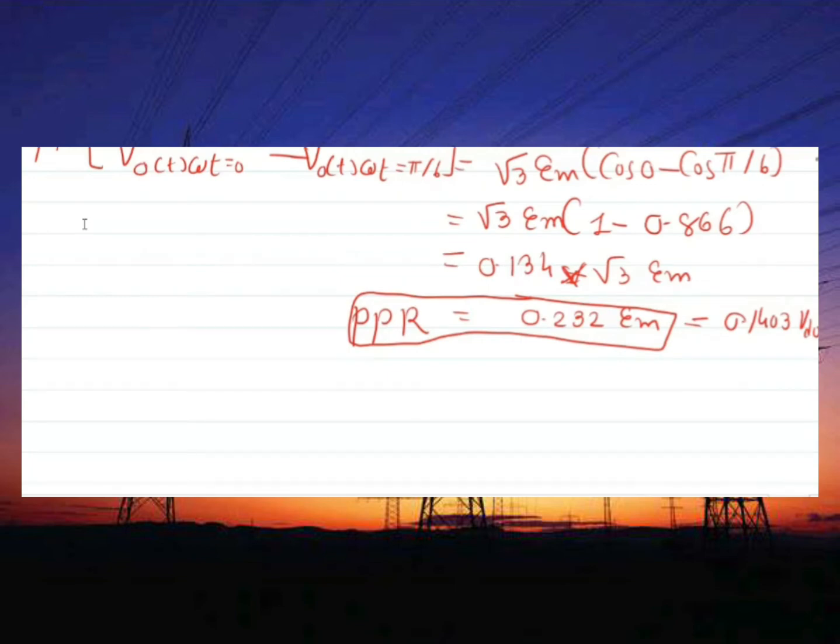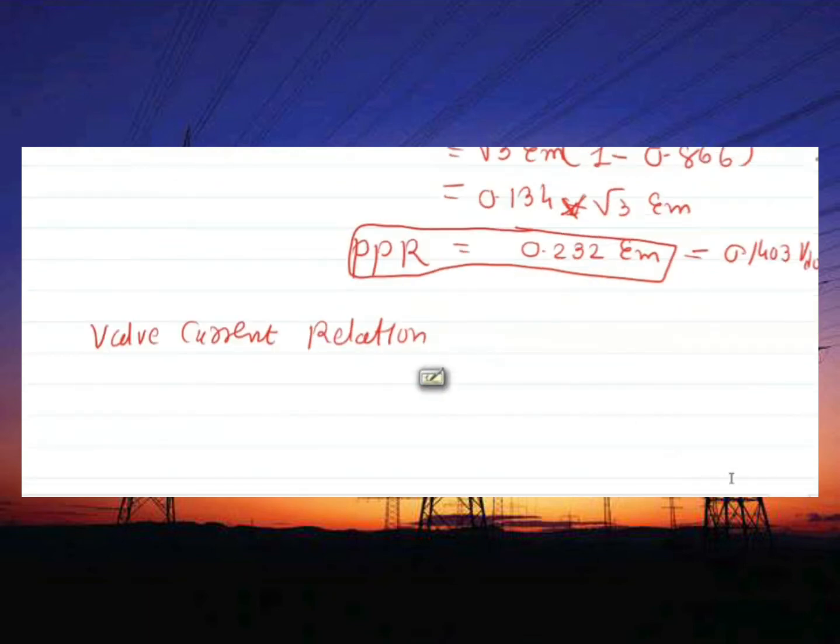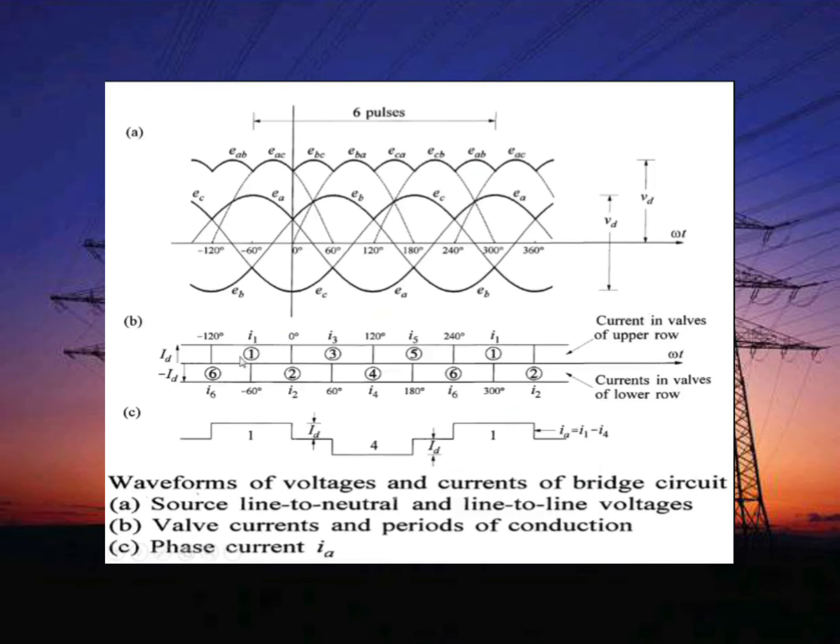So now the valve current relation. The second one is the valve current relation. So see the diagram here. The valve current 1.